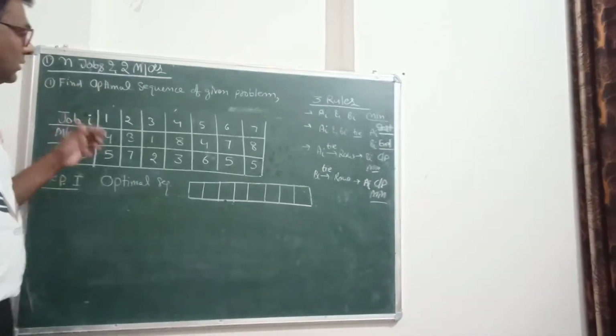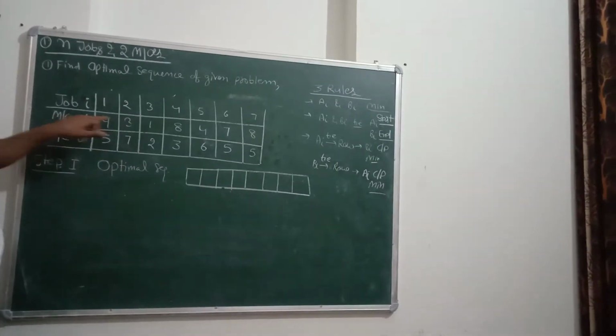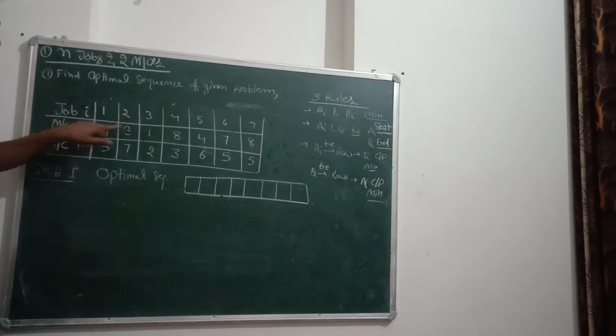Now in this question, the minimum value is 1 and it is the corresponding value in the Ai cell.